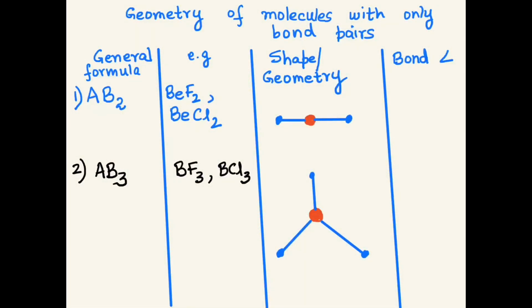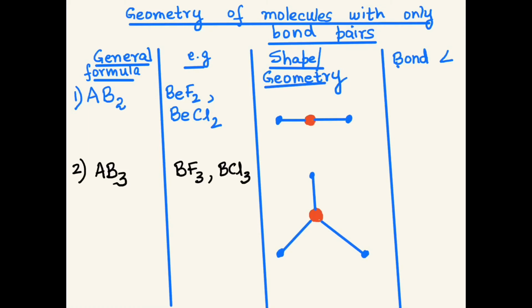Let us now do it with examples. First, we are taking up the geometry of molecules with only bond pair of electrons. I've drawn it column wise. In your best interest, you may also like to do it. You draw it, take colored pencils, and draw it.